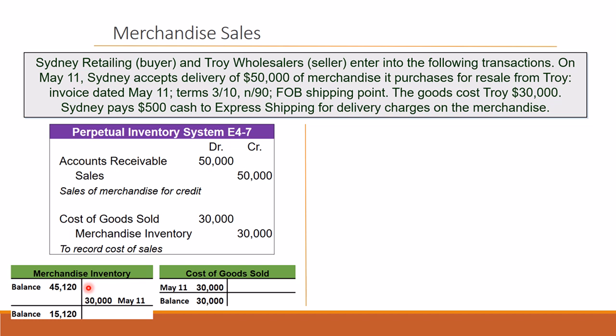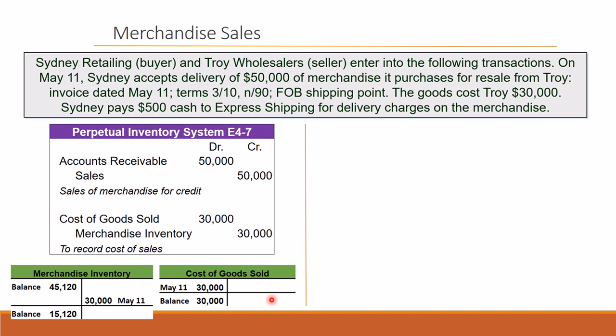We started with our carry forward balance of $45,120. We credited or removed $30,000 worth of inventory from our shelves, and we show a resulting balance of $15,120. You'll also see that cost of goods sold has an up-to-date balance of the cost of inventory that Troy sold to its customers. So we are achieving those perpetual balances in these two accounts.